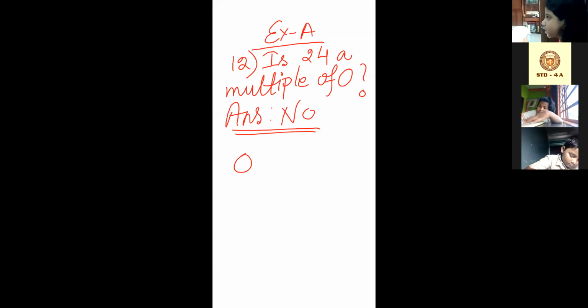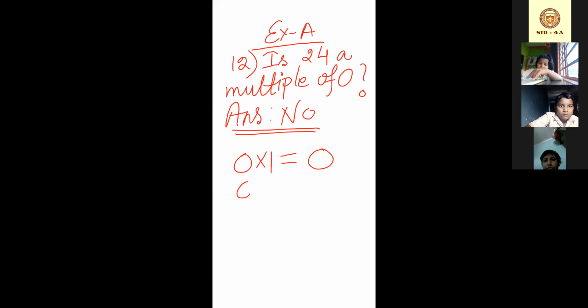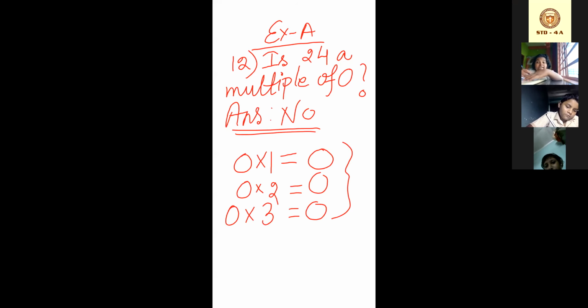If we multiply 0 into 1, what will we get? 0. If we multiply 0 into 2, what will we get? Again 0. Again 0 into 3, another 0. So usually multiple of 0 means only 0 will be there, no other number. Because in each case, we will get only 0.